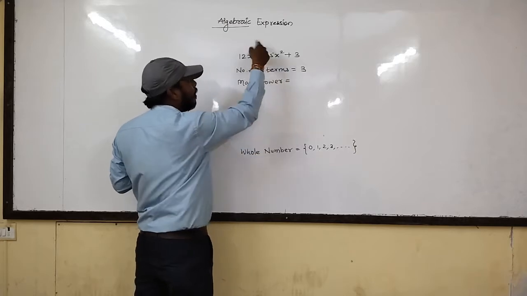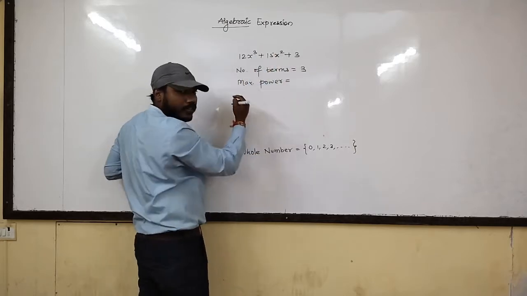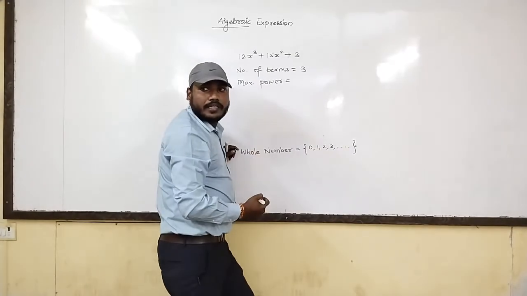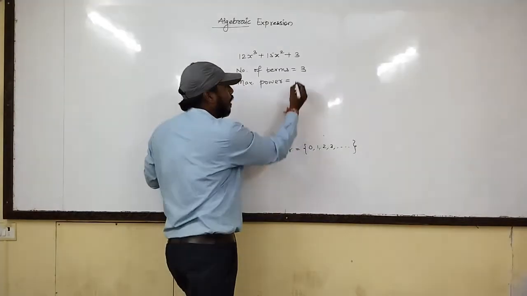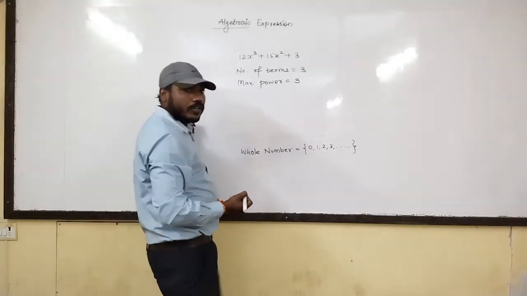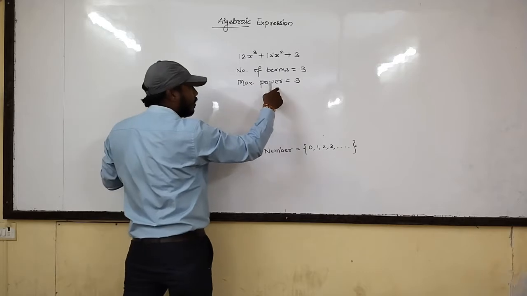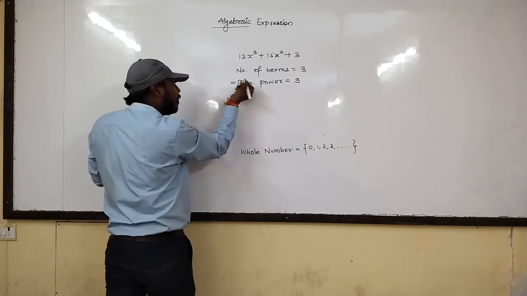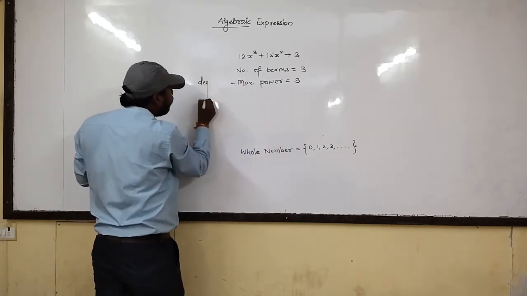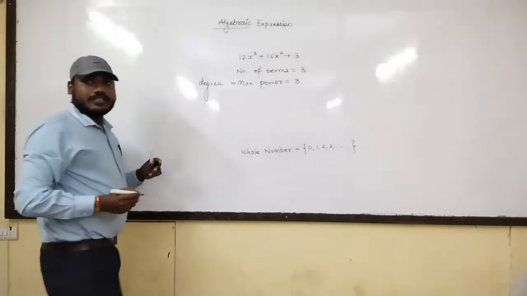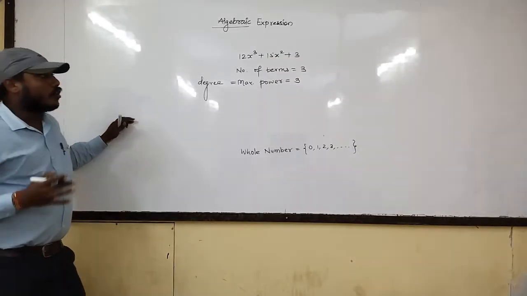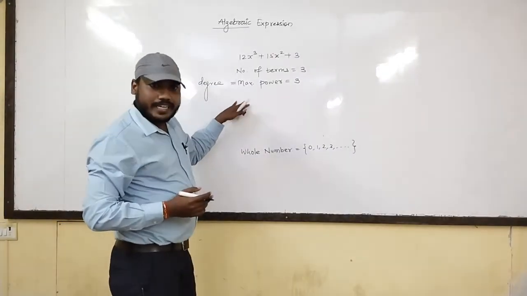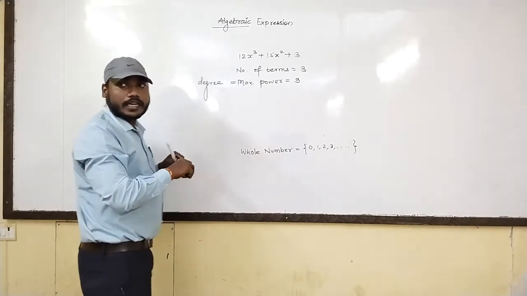What do we have as the maximum power? Here we have 2, here we have 3. So 3 is the maximum power, right? So we will write that this is 3. This maximum power is also known as the degree. Understood? That is what is known as the degree of the algebraic expression. This is the degree.